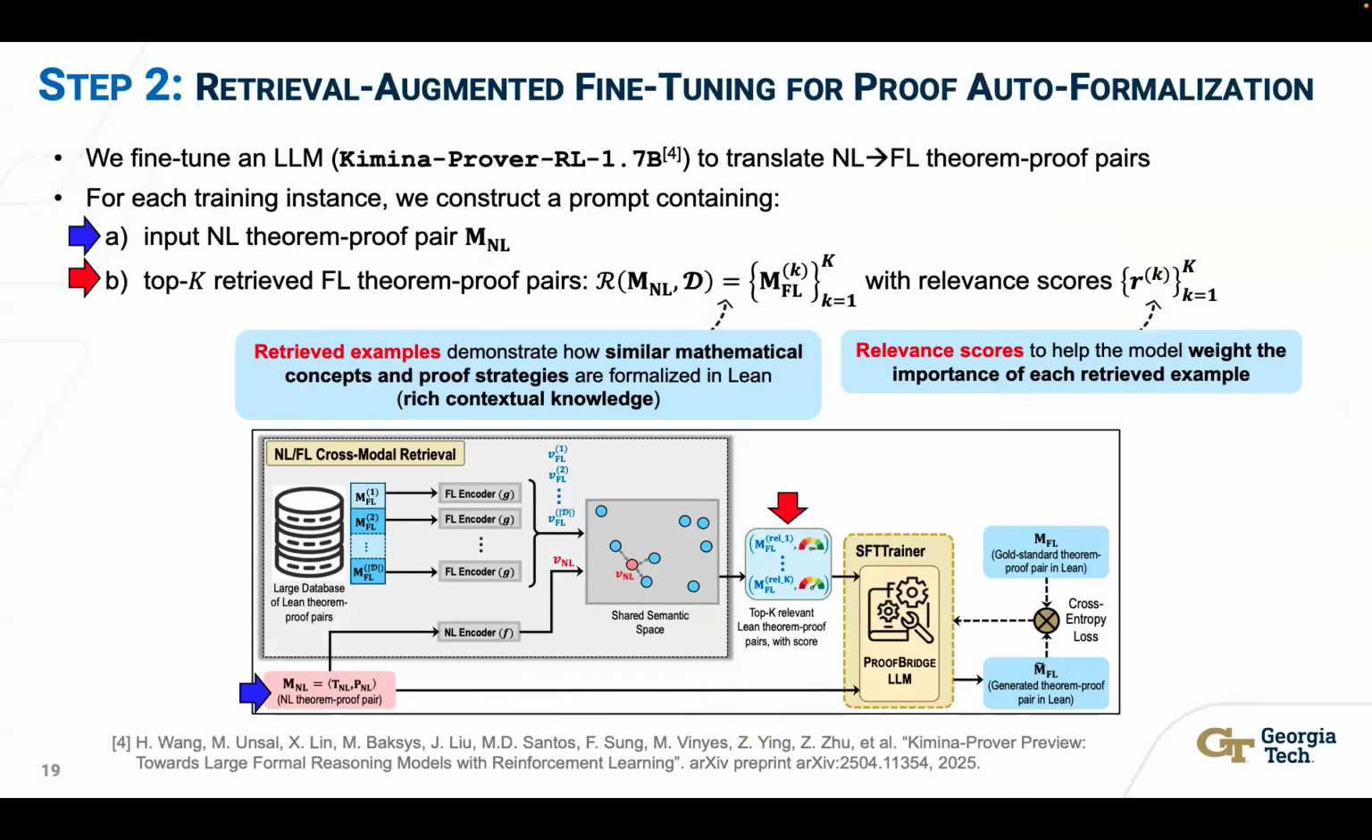And as I mentioned earlier, for the autoformalization itself, again, we are using a relatively small model. It's Kimina Prover RL 1.7B, to translate NL-FL theorem proof pairs. So the input to the model is your query, which is an NL theorem proof pair that we want to be translated into Lean, and the top K retrieved FL theorem proof pairs from the joint embedding. And we also get the relevance scores for each of them, which allows the model to weigh the importance of each retrieved example.